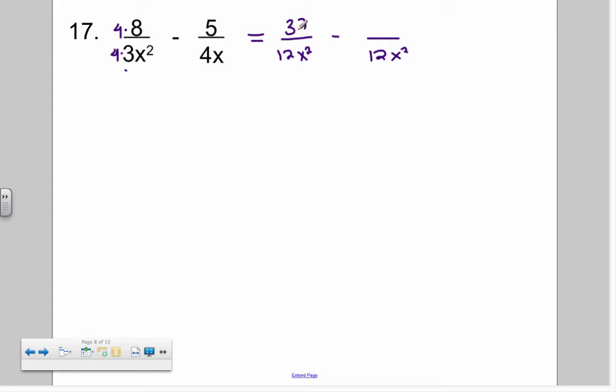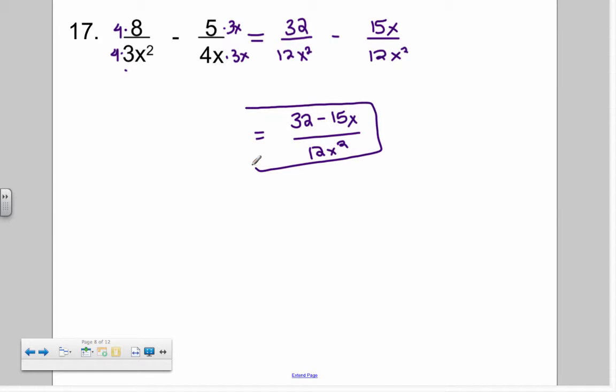4 times 8 is 32, and that becomes my top. For over here, what do I multiply 4x by to get 12x squared? Well, I would multiply that by 3x in order to get the x squared. 5 times 3x is 15x. And now I can go ahead and do my subtraction. Well, 32 and negative 15x are not like terms, so I really can't combine them. So I can only write this as 32 minus 15x over 12x squared. There's nothing else I can do to simplify, so this is my final answer.